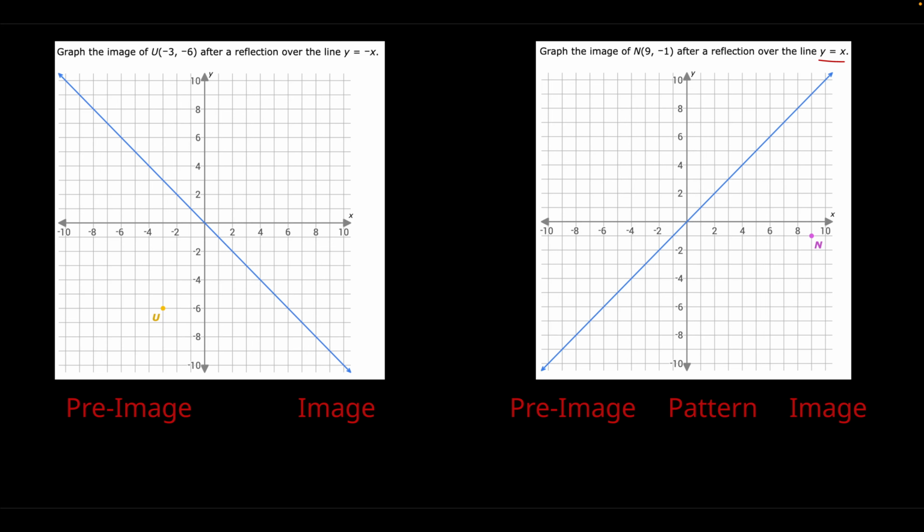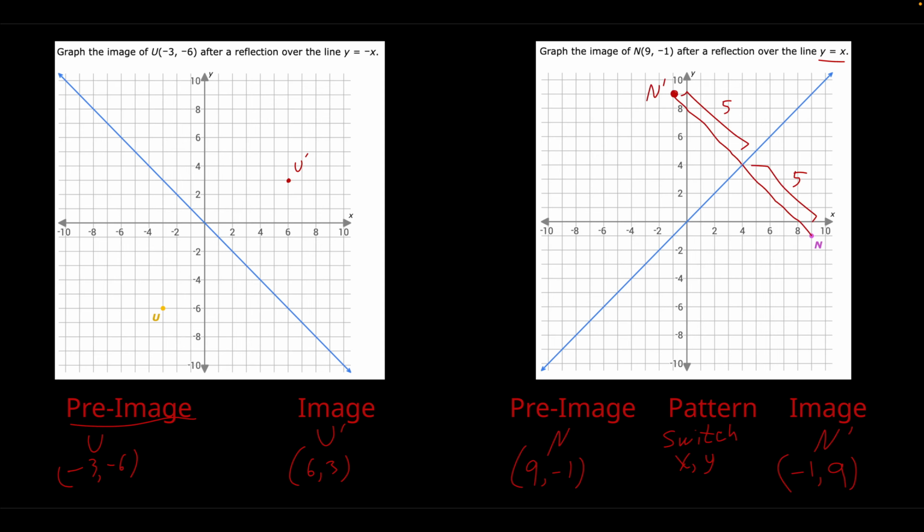Okay, now that you've had time to work these problems, let's check your solutions. Okay, for the first problem, you should have gotten u prime. Again, switch the x and the y and switch them from both being negative, so you should end up at 6, 3. And for the second problem, you should have ended up with n prime at -1, 9. The pattern here, when you're reflecting over y equals x, is just to switch the x and the y. You don't change the sign, you just switch the position.